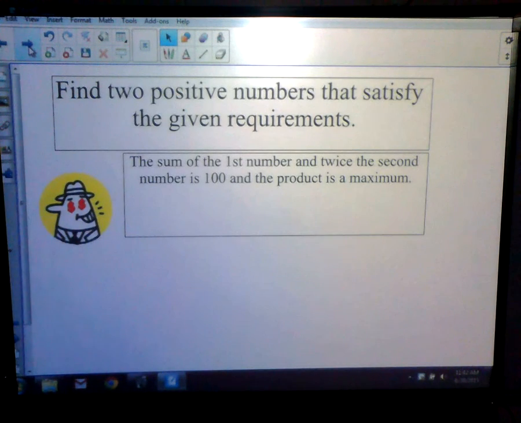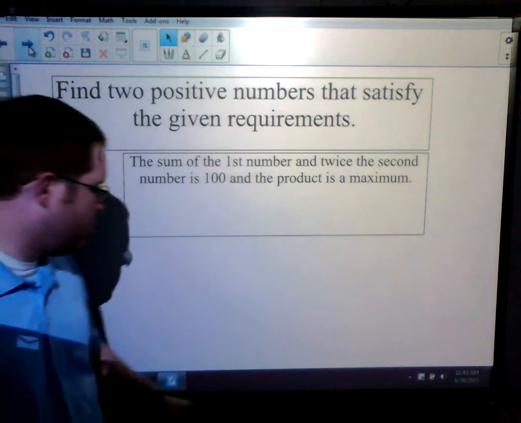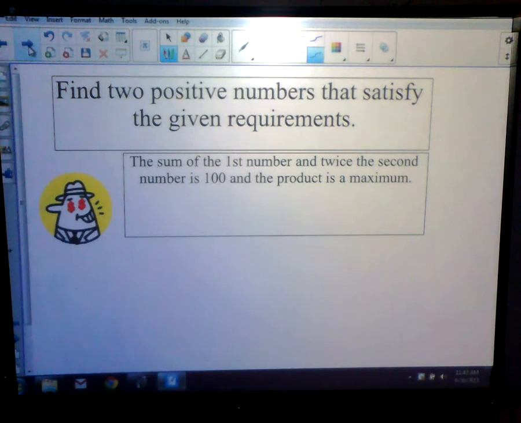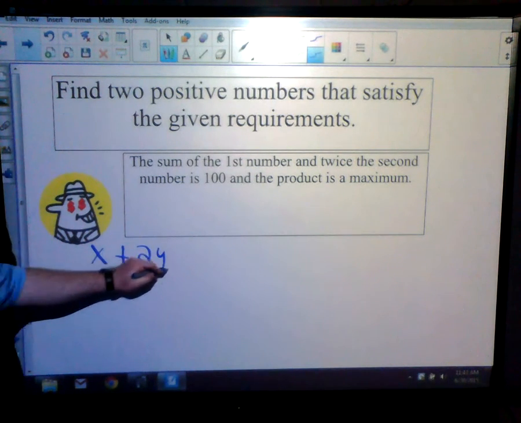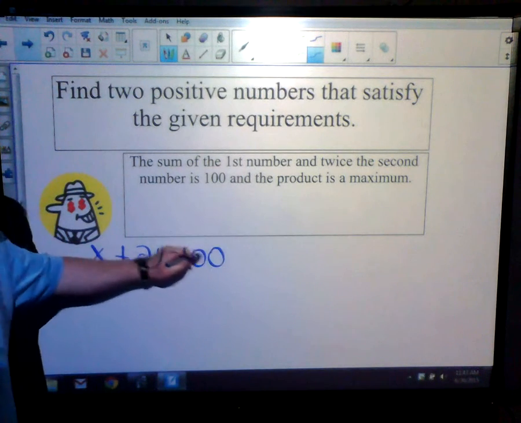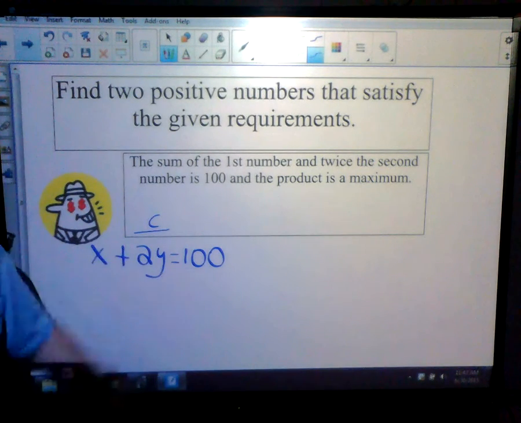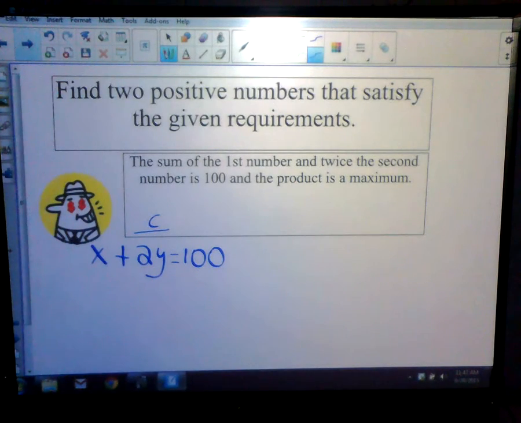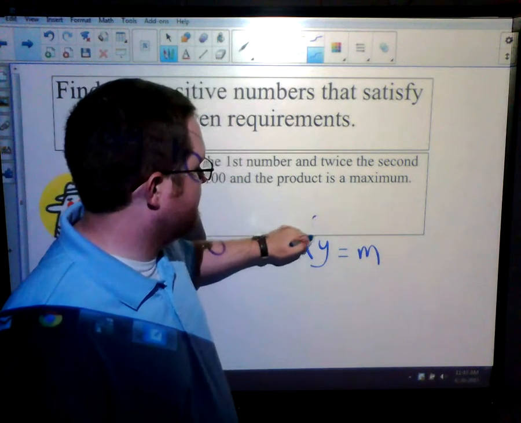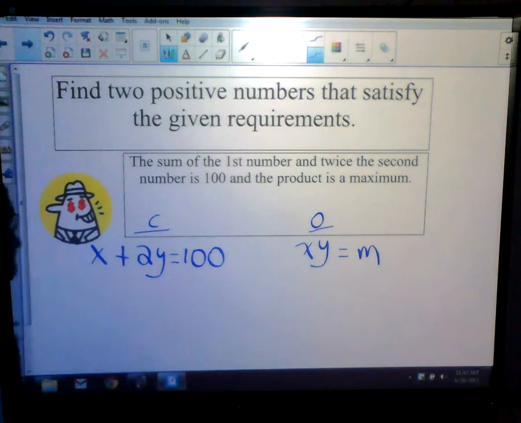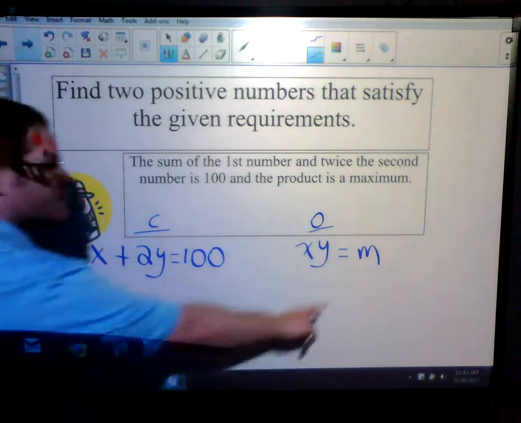Let's jump right into problems and let's see what we can do. Find two positive numbers that satisfy the given requirements. The sum of the first number and twice the second number is 100, and the product is a maximum. The sum of the first number and twice the second number is 100. This is my constraint equation because I have the answer to it. The product is a maximum, and I'm going to put M there for maximum. That's my optimization equation. I want to find the maximum.